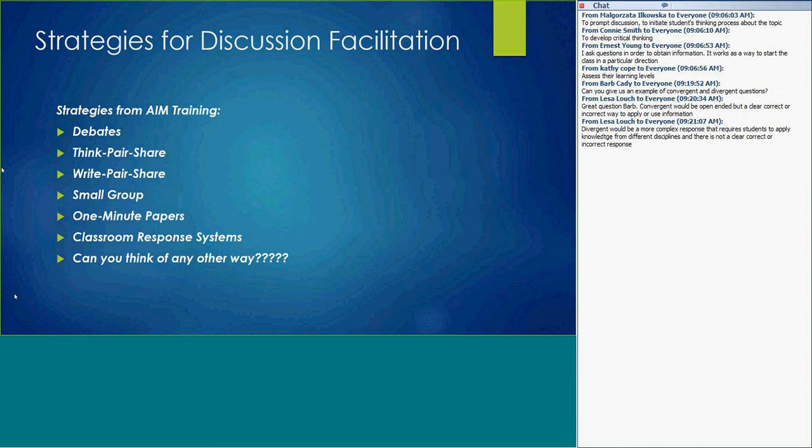Some different strategies, and this is where we want to turn it out to our audience. We have the strategies for discussion listed here: debate, think, pair, share, et cetera. Have you used any of these in your classrooms? If so, what has been your experience? Give us some positives and negatives. Things that maybe you tried that didn't work out the way you wanted, but these were strategies that you likely saw during our AIM training. I know that some of you have known about these strategies for a while, and we're hoping to hear from some who have given them a shot.